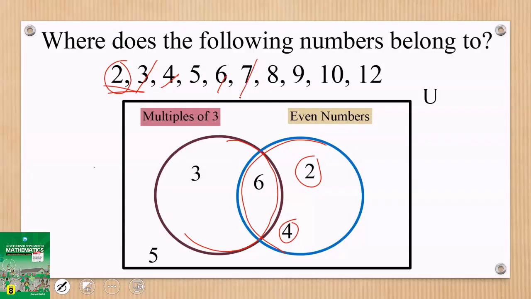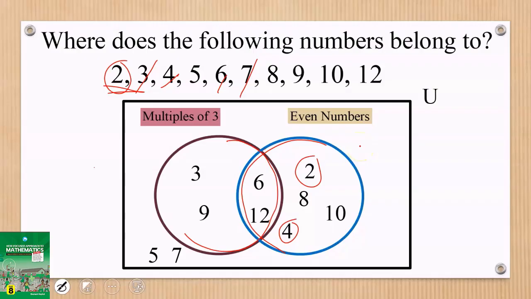They are not multiples of 3. What about 7? 7 too is neither a multiple of 3 nor an even number, so we put it outside the circles. What of 8? 8 is only an even number, so it comes here. What about 9? 9 is only a multiple of 3, not an even number, so it will go here. 10 is an even number, so it comes here. 12 is a multiple of 3, and at the same time an even number, so it will go this way.